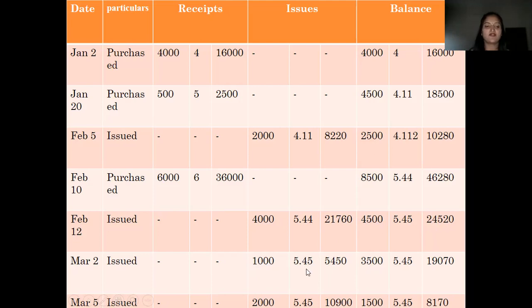You need to take the issue price. Already we have taken the issue price. Okay, 5.45. 1,000 into 5.45, you are going to get 5,450. And now, what is the balance? 4,500 minus 1,000, you will be getting 3,500. And the same cost per unit, 5.45, amounted to 19,070.